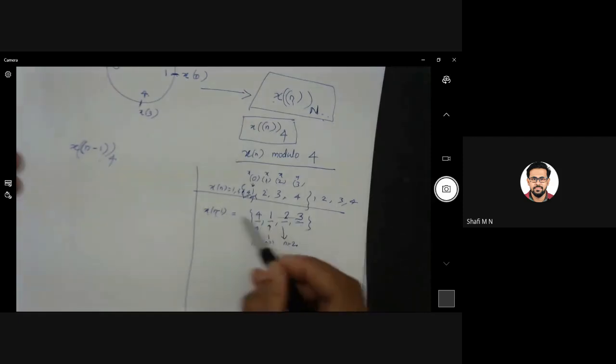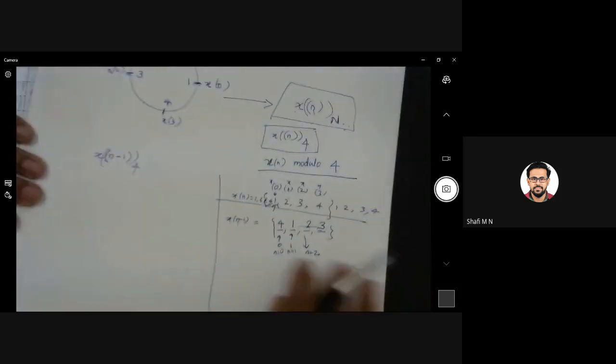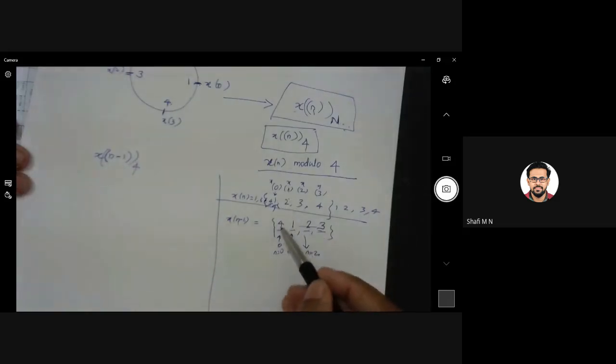Normally, x of n minus 1 means 4, 1, 2, 3. This is a right shifted version. The signal is shifted right by one. So same thing, let's fill. In place of the old x of 0, who has come now? Earlier, the first sample was 1.